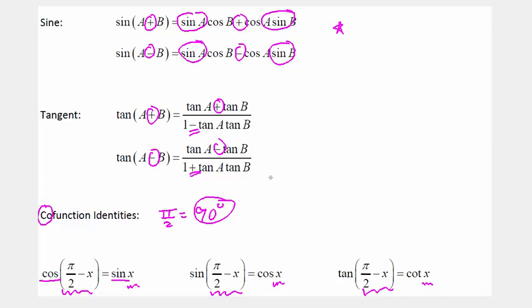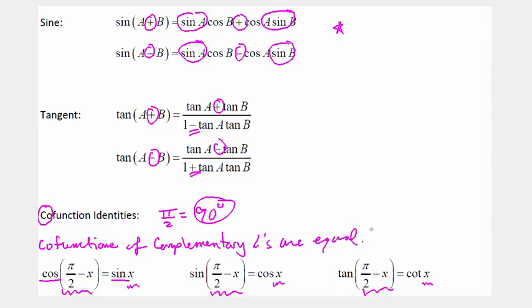What these co-function identities basically say, I think, is a little easier to remember in words. And here's what it is. Co-functions of complementary angles or arcs, okay, so co-functions of complementary angles are equal.